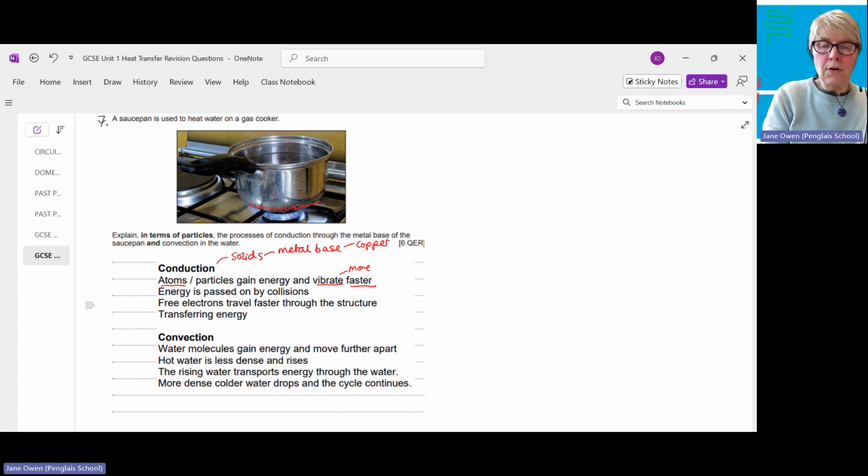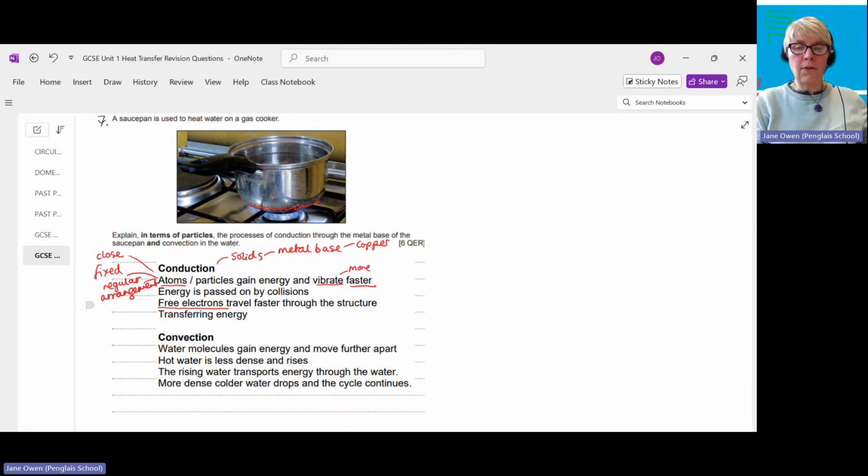But you've also got this idea that the atoms are fixed. They're in a regular arrangement, and they are close and in contact with one another. If they vibrate more, they knock into others more. So this is where they're getting this idea that they're knocking and colliding into their neighbor.